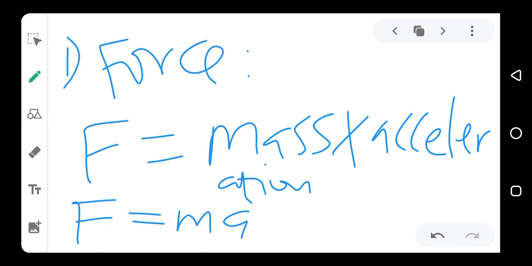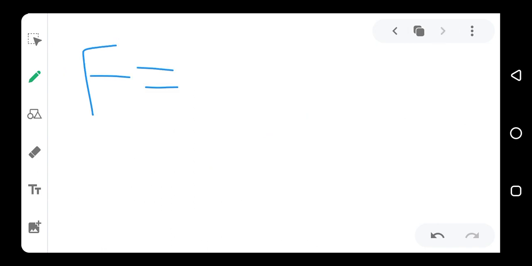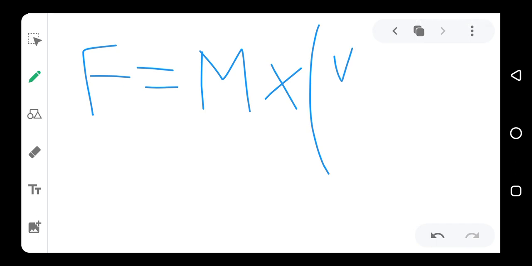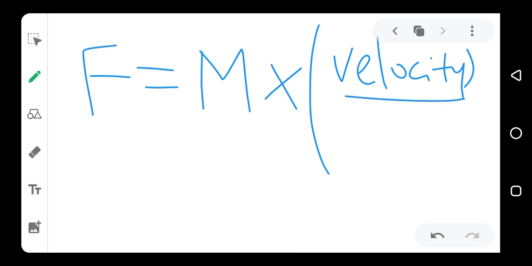m is mass. The symbol for mass as a fundamental physical quantity is capital M. So we put it capital M, then times by acceleration. Acceleration is defined as velocity over time. Let's bracket it. Acceleration, velocity over time.